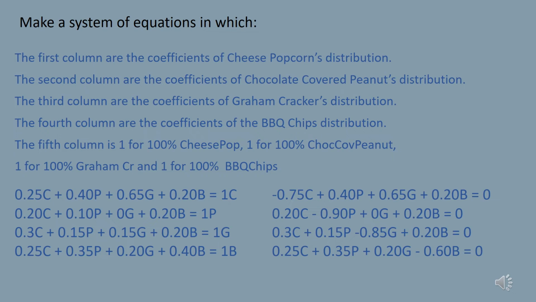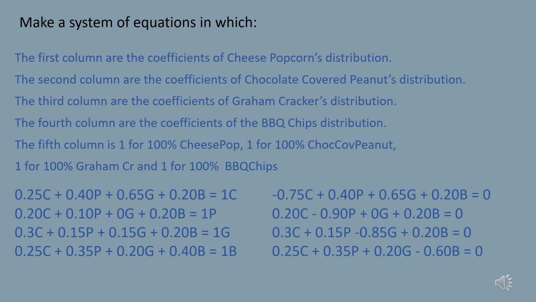So then to build cheese popcorn, 25% of cheese popcorn remained in cheese popcorn, and then 20% and 30% and 25% got added to the other sectors. So in the cheese popcorn row is the 25% times C that remained with cheese popcorn. Then chocolate-covered peanuts gave 40% of its economy to cheese popcorn.